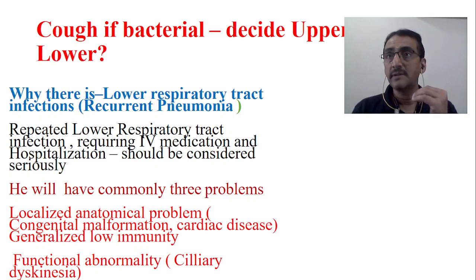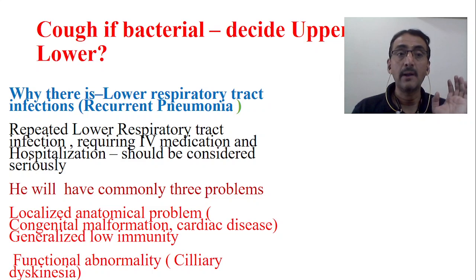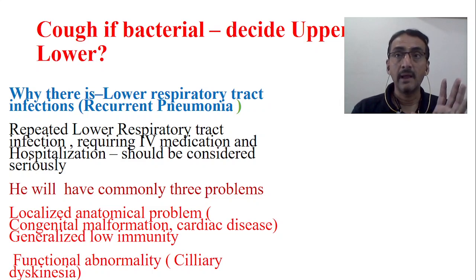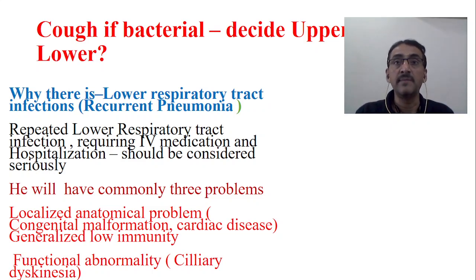Now, upper respiratory infection with bacterial cause is over. Now, lower respiratory infection with bacterial cause. Why is there lower respiratory infection? Just like recurrent pneumonias. Lower respiratory infection means recurrent pneumonias. Repeated lower respiratory infections requiring IV medication and hospitalization should be considered seriously. When a respiratory infection requires IV antibiotics and hospitalization, that is usually called lower respiratory infection. It is not a simple upper respiratory infection.